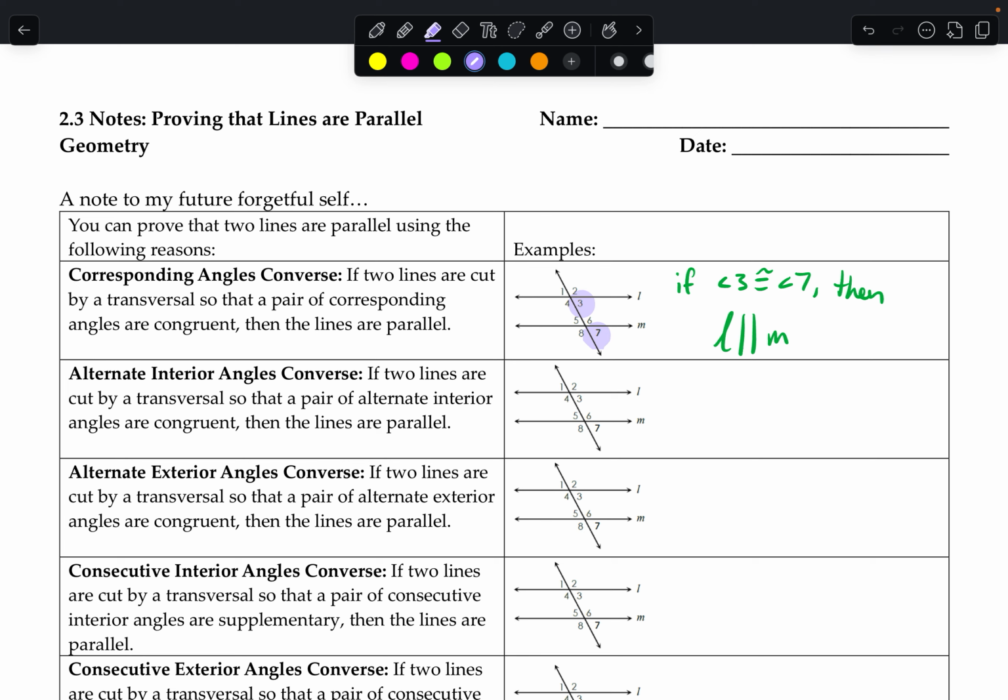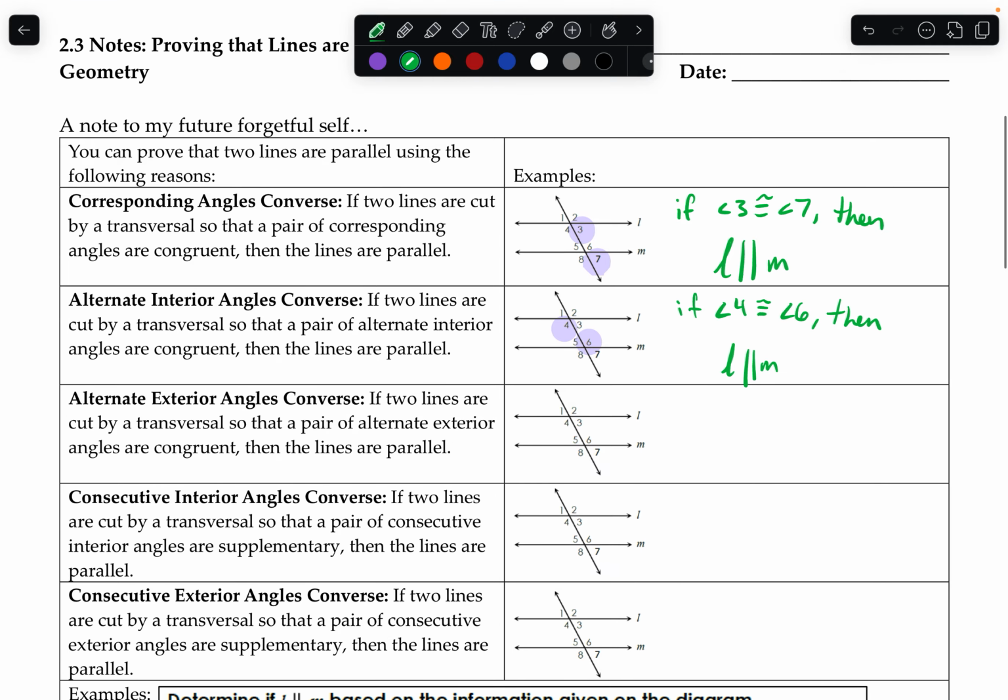If you could find that, say, angle 4 and angle 6, those being alternate interiors, so if angle 4 is congruent to angle 6, and it's going to start feeling repetitive, then L is parallel to M. All right, 3 and 5 are also alternate interiors, so I could have put angle 3 and angle 5 as well. There's nothing special about 4 and 6. They are not the only alternate interior angles here.